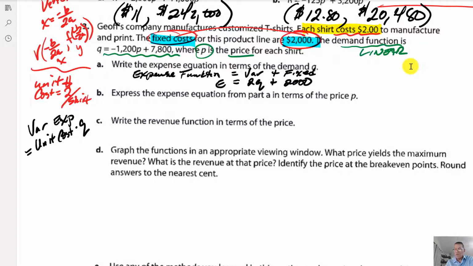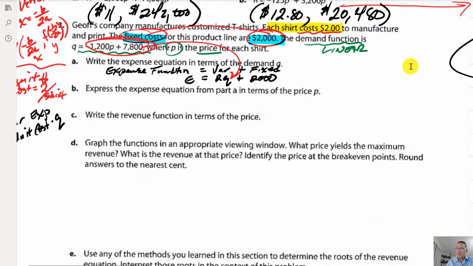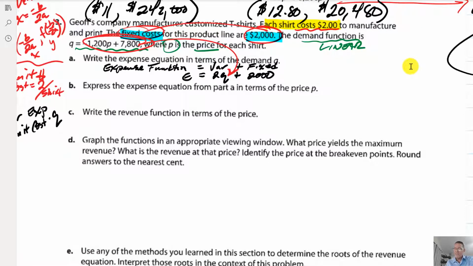All right, and we talked about that in a previous section where we take the price, our demand function, and we substitute it into our expense function. So if you remember that, that's what we did. I know up here at the top that Q is equal to negative 1200p plus 7800. So I'm going to take that and substitute it into our expense function. I'm going to rewrite the expense function in terms of the price. So I need an expense function in terms of P.